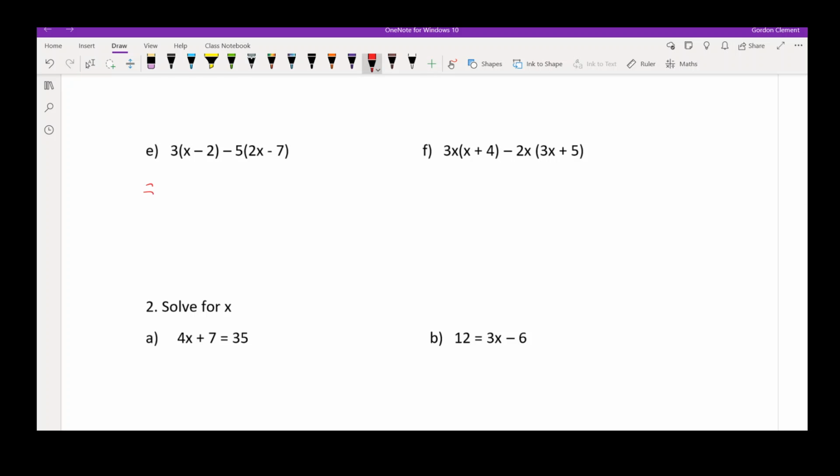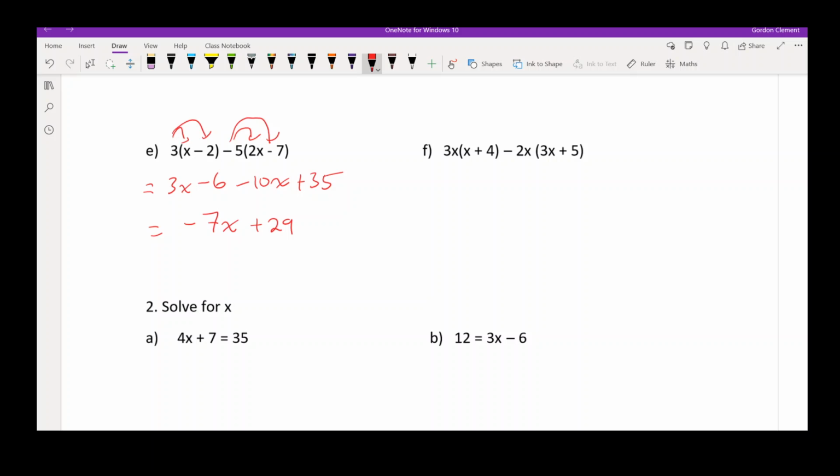This one here, we're going to follow BEDMAS. We're going to do our multiplying first. So 3 into that bracket, you get 3x minus 6. And then remember, always the sign in front is part of the number. So that's a negative 5. We're multiplying by 2x, we get negative 10x, and negative 5 times negative 7 is actually positive 35. We get negative 7x, and we get 6 taken away from 35 is 29.